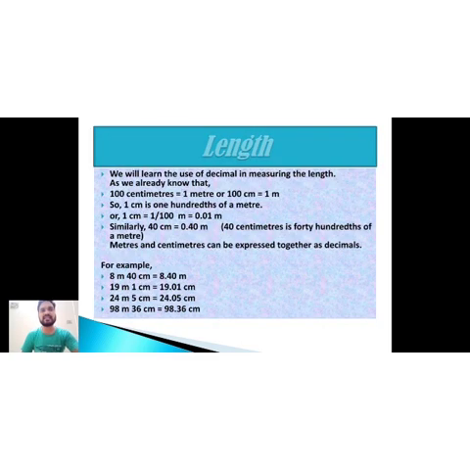Using decimals in length, we know 1 meter is equal to 100 centimeters, or 1 centimeter is equal to 1 upon 100 meter. So simply, when we have to convert centimeters into meters, we have to divide by 100.